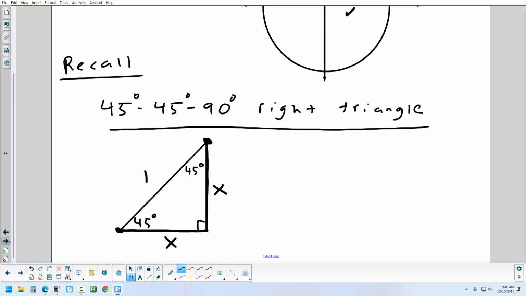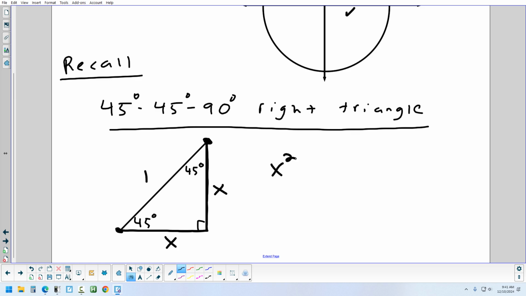And what is the Pythagorean theorem? A squared plus b squared equals c squared. Okay, can you explain that? Because I don't have any A's, B's, and C's up there, so I'm not sure what you mean by A's, B's, and C's. C is the hypotenuse. And A and B are the legs. So we're going to fill in leg squared plus leg squared equals hypotenuse squared.